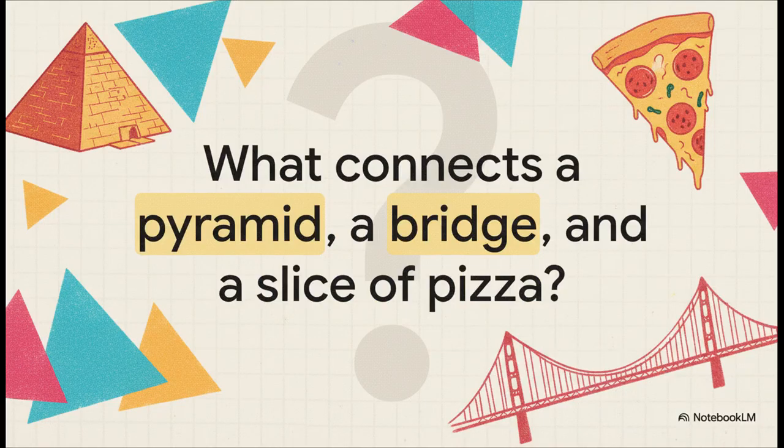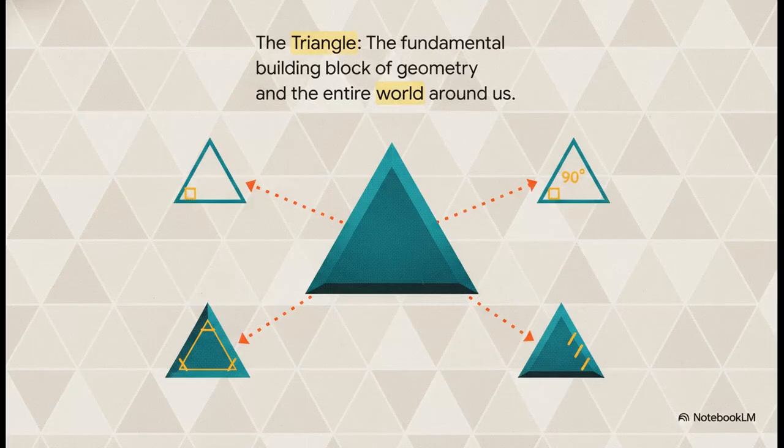Okay, so what could an ancient pyramid, a brand new bridge, and a slice of pizza possibly have in common? I know, it sounds like a weird riddle, right? But the answer is actually this powerful, unifying secret. There's a hidden thread that gives every single one of them their shape and their incredible strength. Any guesses? You guessed it. The answer is the triangle.